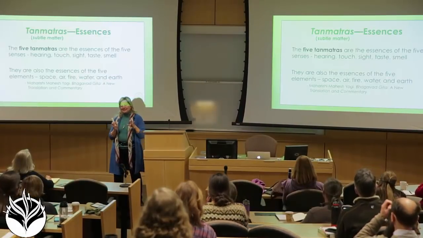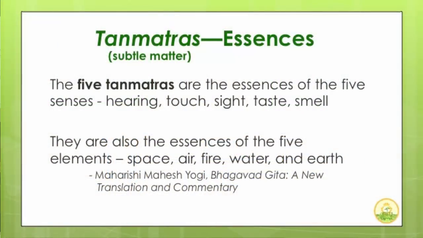So this is where we'll get to a little bit of work here. When we talk about the eightfold prakriti, the five elements come from essences, five essences. And those are called tanmatras. They're matter that's subtle. And the essences manifest as senses, but they also manifest as elements. And later you'll see they also manifest as forces.